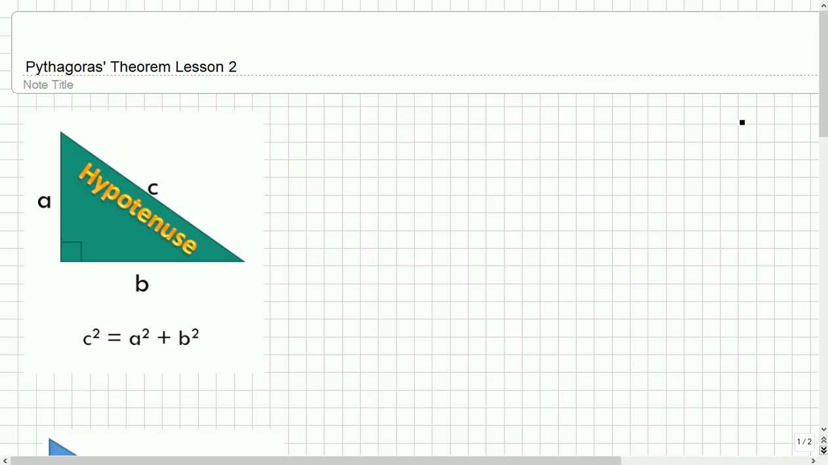Second lesson on Pythagoras Theorem. If you haven't watched the first video, it'd be worth looking at that before you look at this one. Okay, so we're going to look at problems where we're trying to find one of the shorter sides in the triangle.